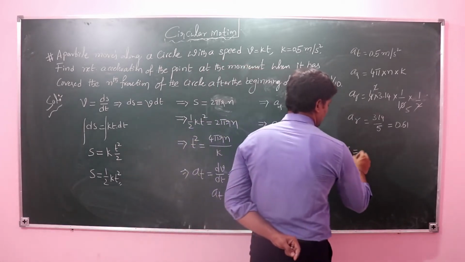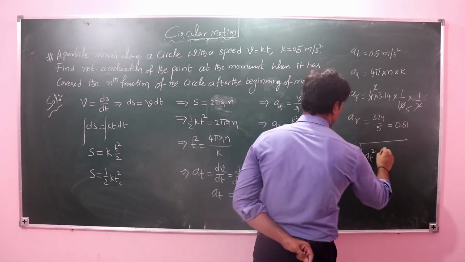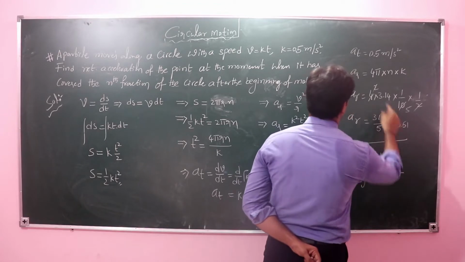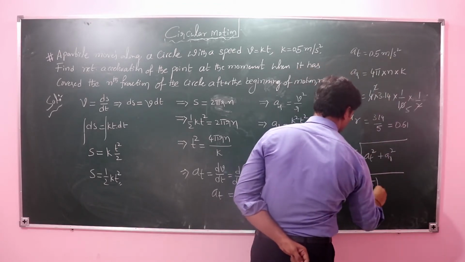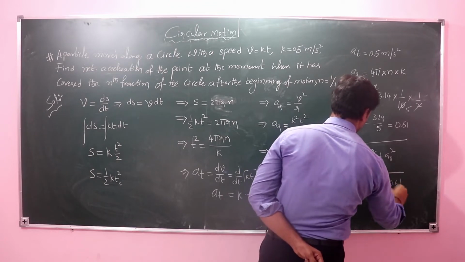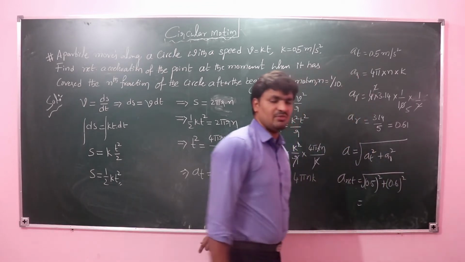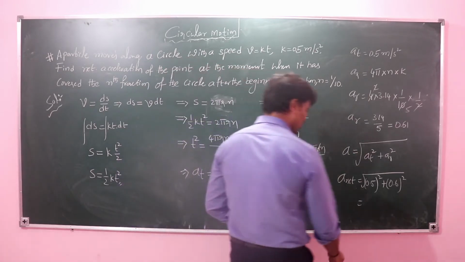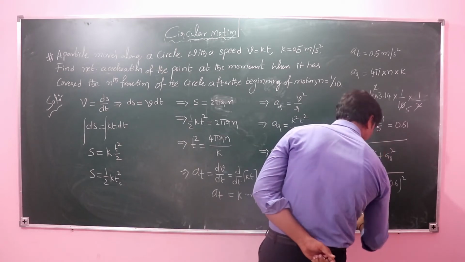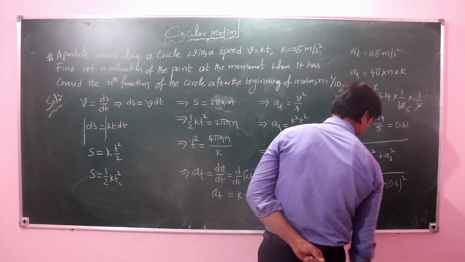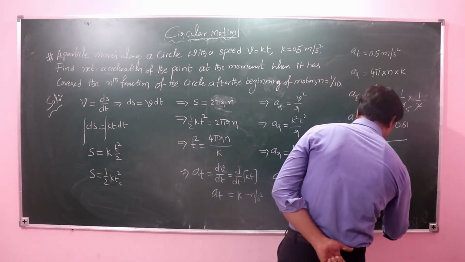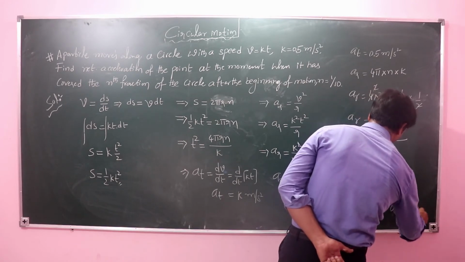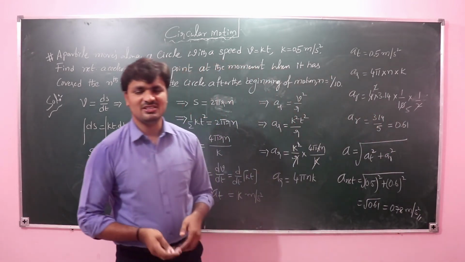Now the net acceleration is equal to under root at square plus ar square. The value of net acceleration: at 0.5 whole square plus ar 0.6 whole square. 0.5 whole square means 0.25, 0.6 whole square 0.36. So 0.25 plus 0.36, the total value is 0.61. Under root, 0.61 is around 0.78 meter per second square. That is the net acceleration.